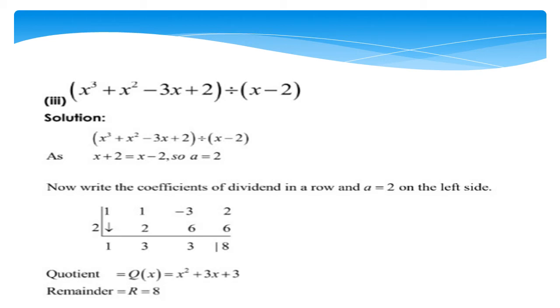3 is the constant value, x power 0. The next 3 is x to power 1. The next value, 1, is the coefficient of x square. The given value is x square plus 3x plus 3, which is the quotient.